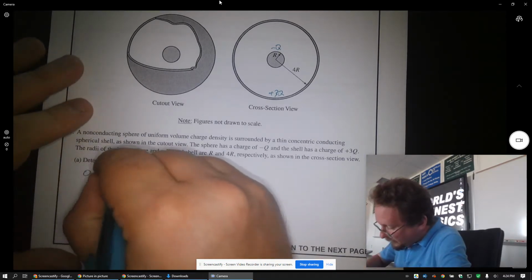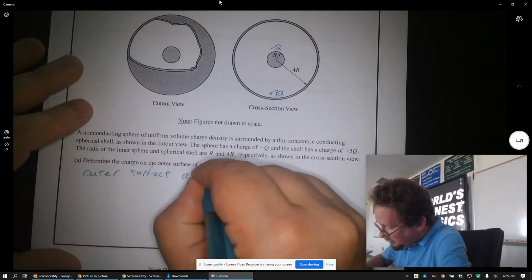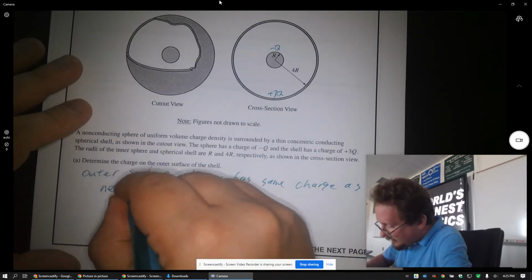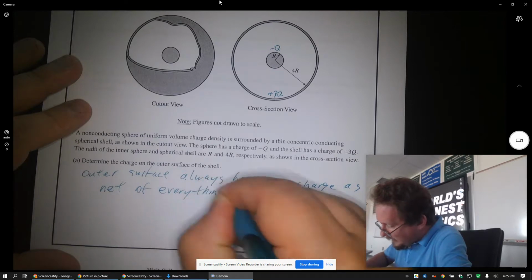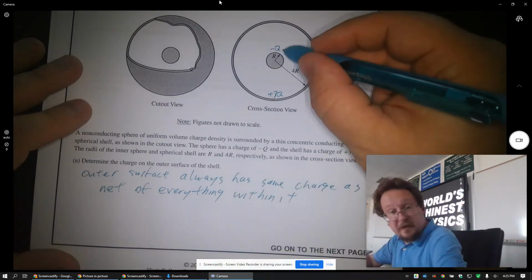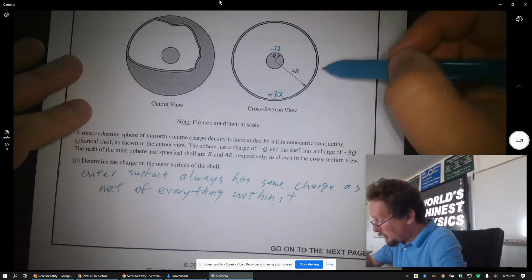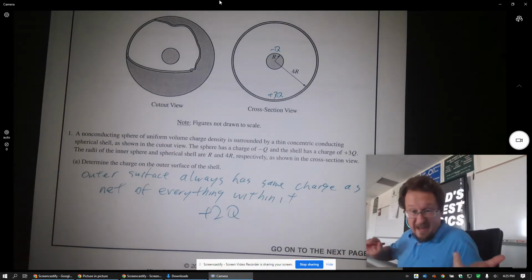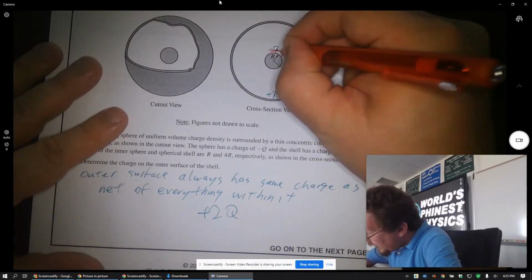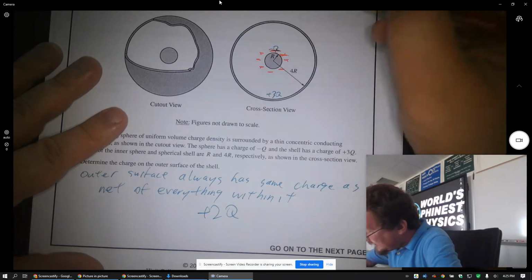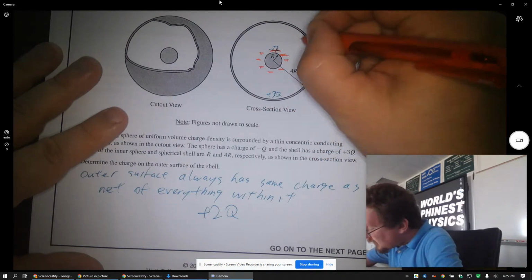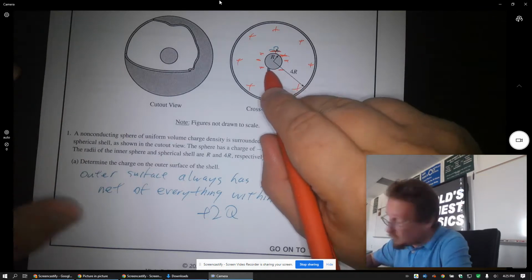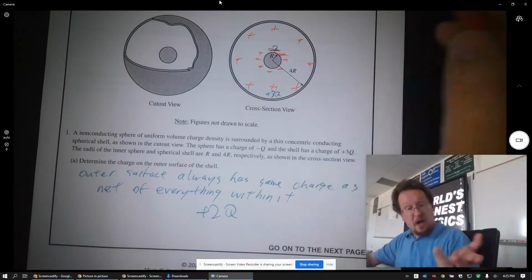The outer surface always has the same charge as the net of everything within it. Because I see a negative Q and a positive 3Q, the outer surface is going to be a positive 2Q. Let's say Q is 8, so negative 8 for negative Q. The inner surface will have exactly the same magnitude but the opposite sign. Because the inner surface is looking at negative Q, the inner surface will have positive Q, the exact opposite of the charge it's facing.